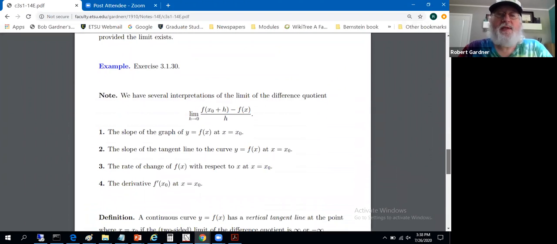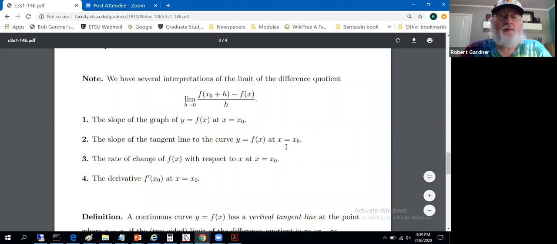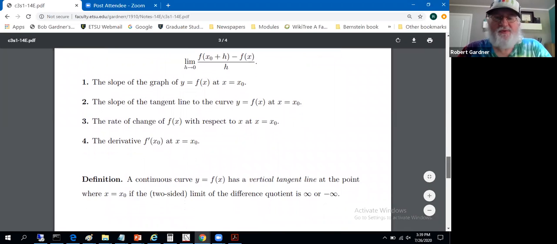Okay, so we've treated the derivative in a number of ways. We have several interpretations of the limit of the difference quotient as given here: either as the slope of the graph y equals f of x at x equals x sub 0, the slope of the tangent line, the instantaneous rate of change of f with respect to x at x sub 0, or the derivative f prime of x sub 0. So that one idea has had several different names because it's so useful, it turns out.